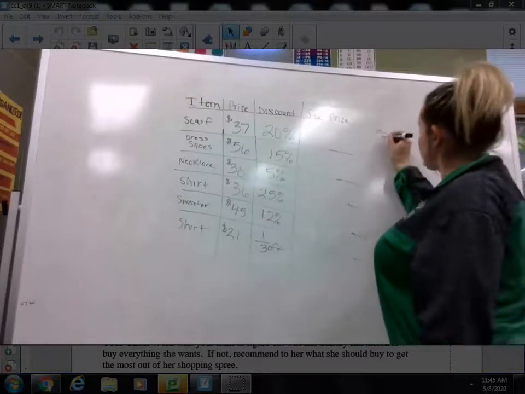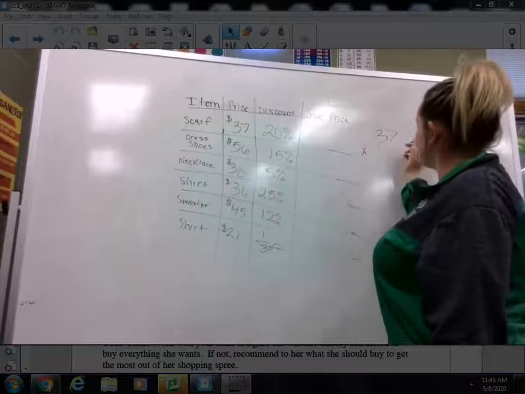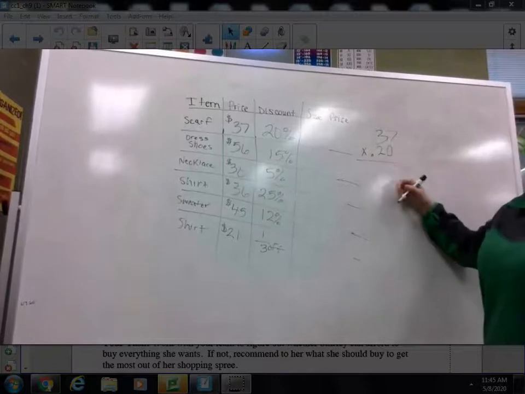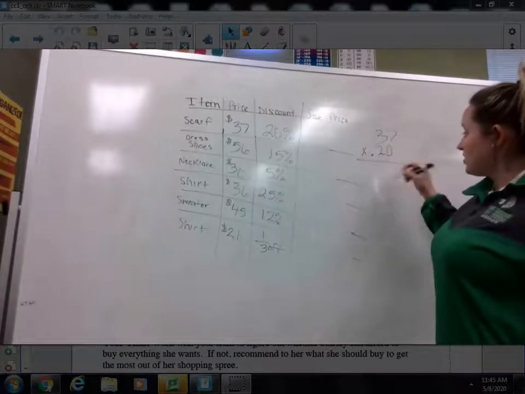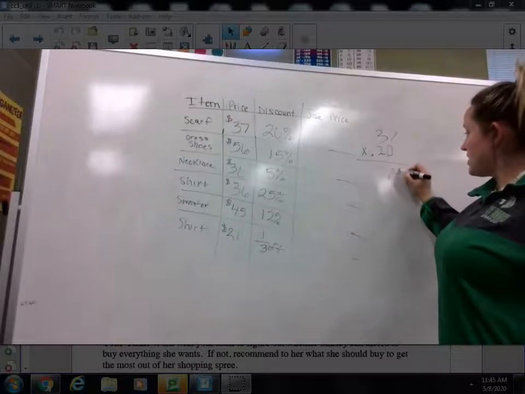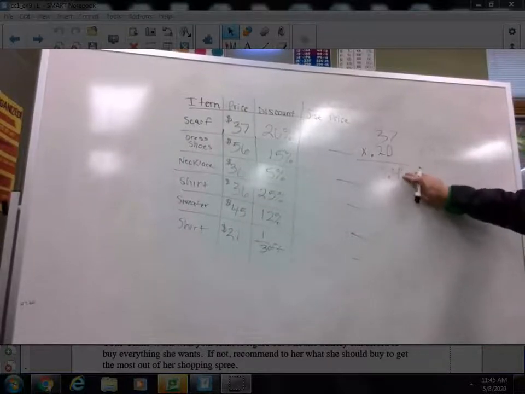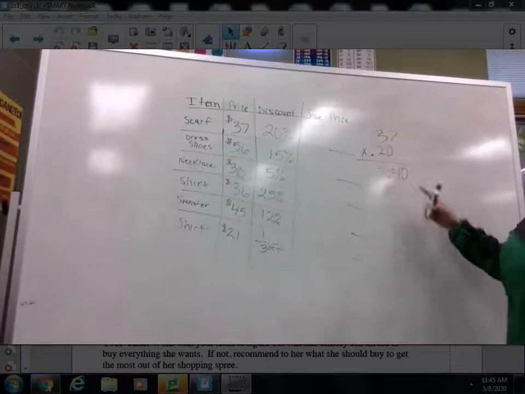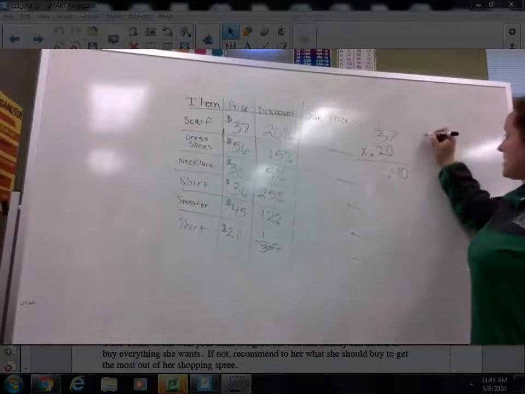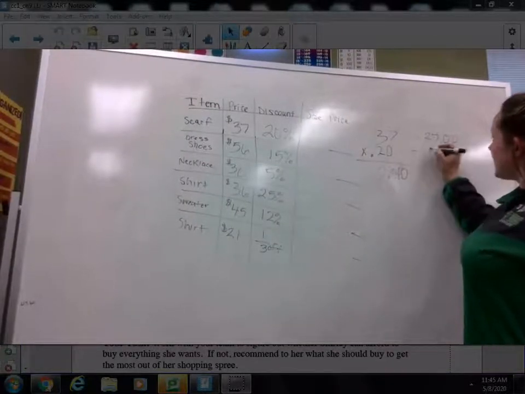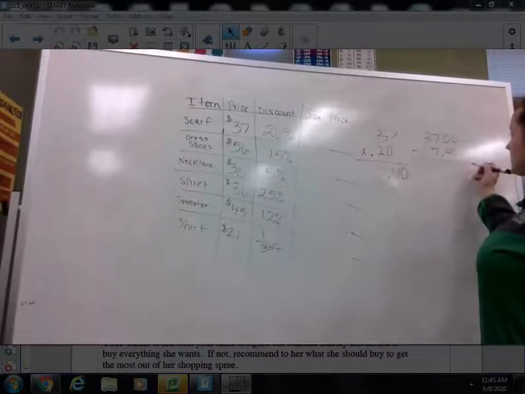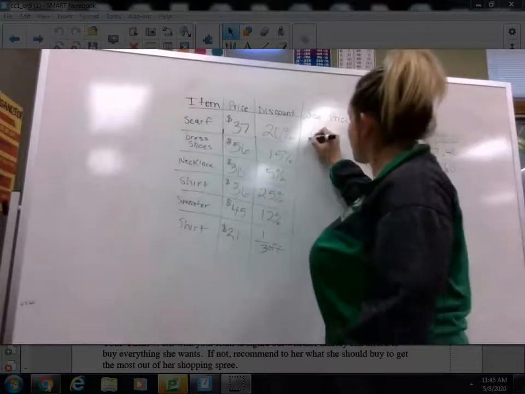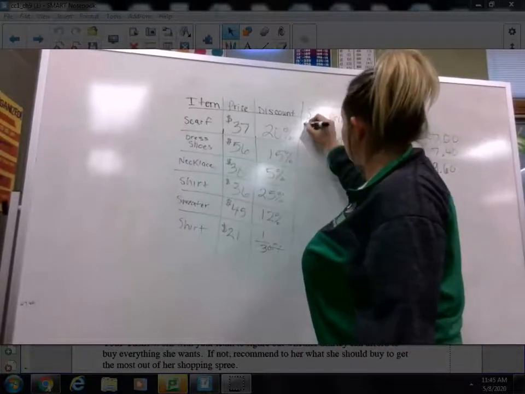So I would take 37 times 20%, or 0.20. When you multiply this, you're going to get 740, or you get 7.4, or 7 4/10. But you have to remember we're talking about money, so you have to add the 0. And then I would take $37 minus the $7.40 to get $29.60. So our sales price would be $29.60.